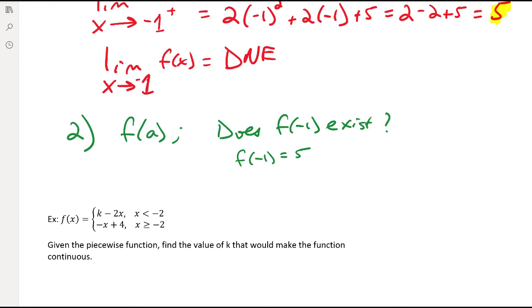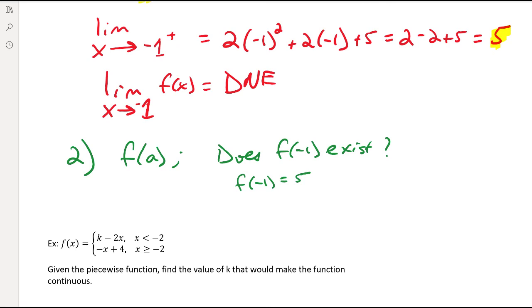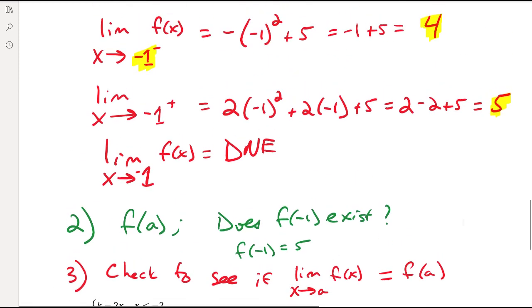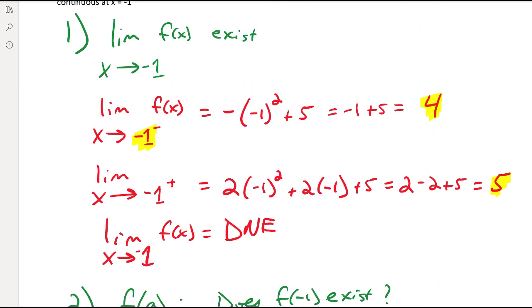And then lastly, if you get to this point in the problem and you have a limit and you have an f of a value, right? Your third step would be to check to see if the limit as x approaches a of f of x, your limit from part 1, equals your f of a. Okay? If this is true, then yes, you have a continuous function there. If it's not true, you do not have a continuous function. But once again, I want to be clear here. We stopped at step 1 because we found that our limit did not exist. So we are good to go right there.